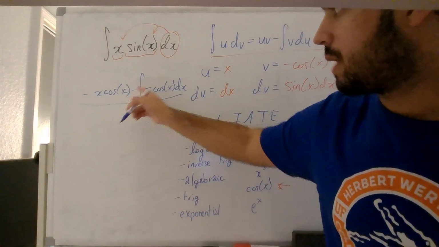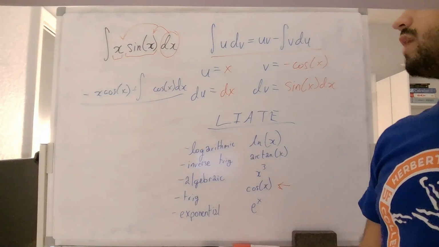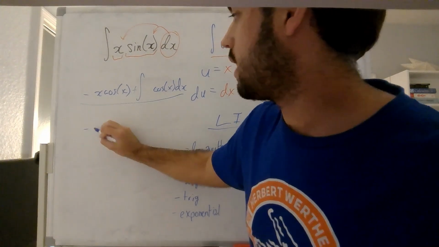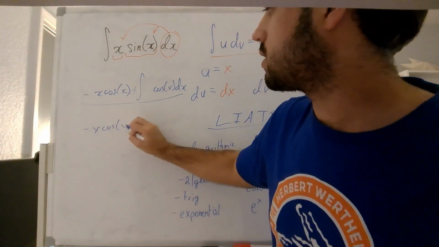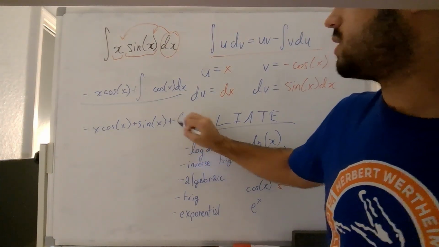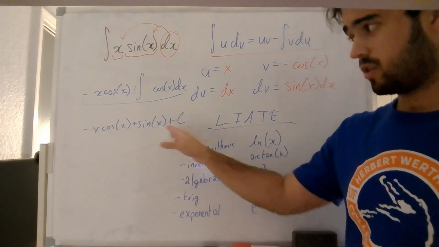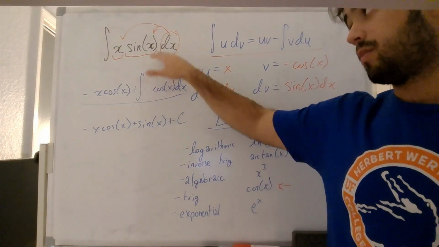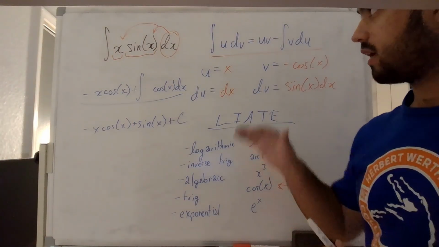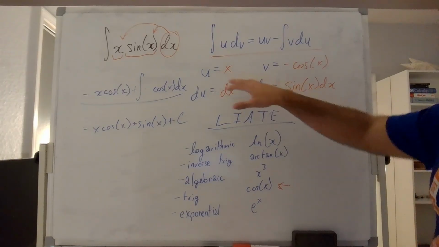Now obviously you can combine these two and make a plus, which is exactly what I'll do. And then the integral of cosine of x is just sine of x. So we're going to end up with negative x cosine of x plus sine of x plus c. And this will be our integral. And if you try to differentiate this, you will end up getting this. But the point of this was to show you how we choose our u and our v and stuff like that.